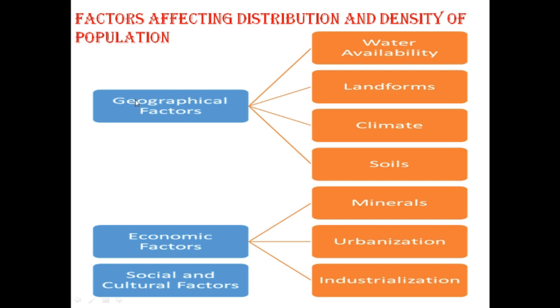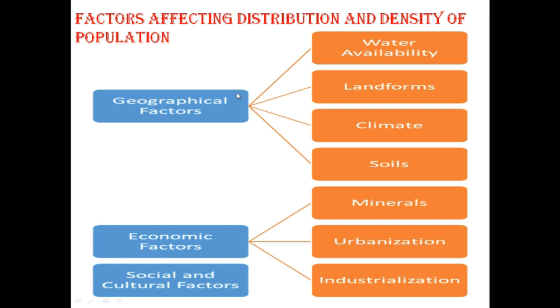Number 1, geographical factors. Number 2, economic factors. Number 3, social and cultural factors. When we divide these geographical factors into four different subgroups, then we will be able to understand in detail which problem is affecting the distribution and the density of the population.